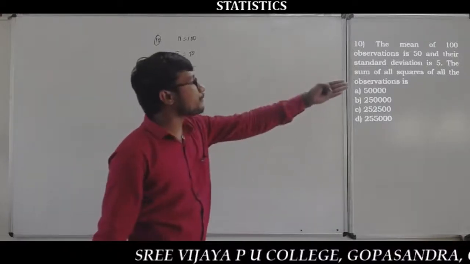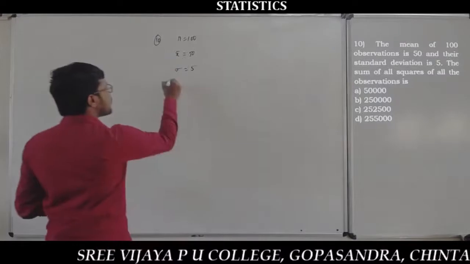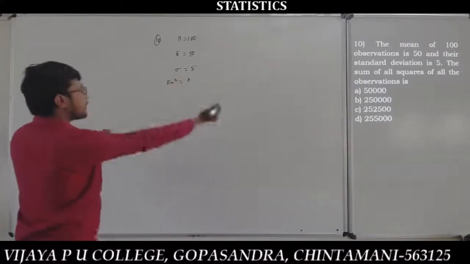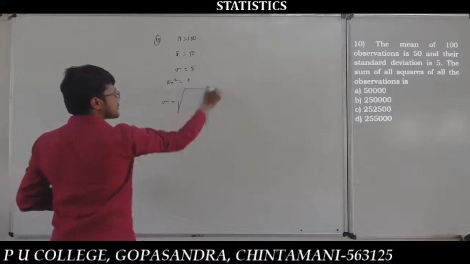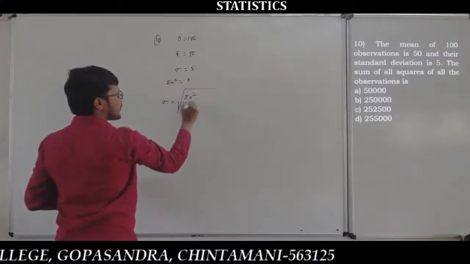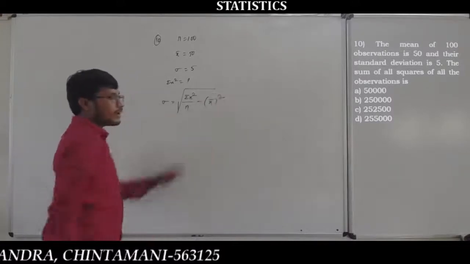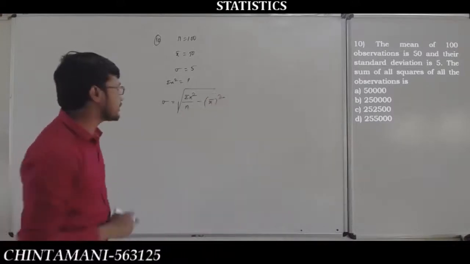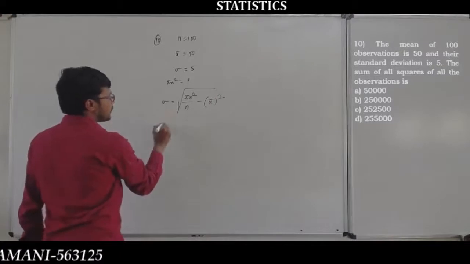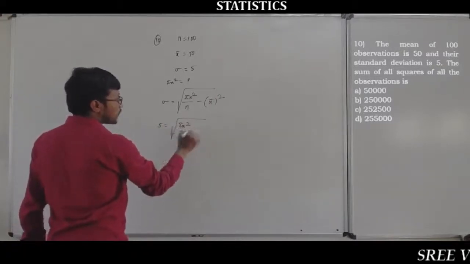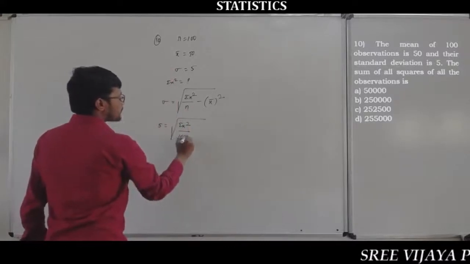So the sum of all squares of the observations, we can find the summation of x square is equal to question mark. You know the formula. Sigma is equal to the square root of summation of x square by n minus summation of x by n, or x bar, both are the same only. So don't worry about that. Okay, what is sigma? 5. Square root of summation of x square, which we have to find out. So n is the number of observations, 100.